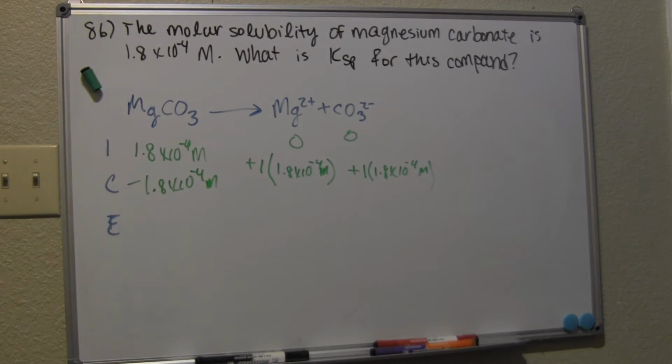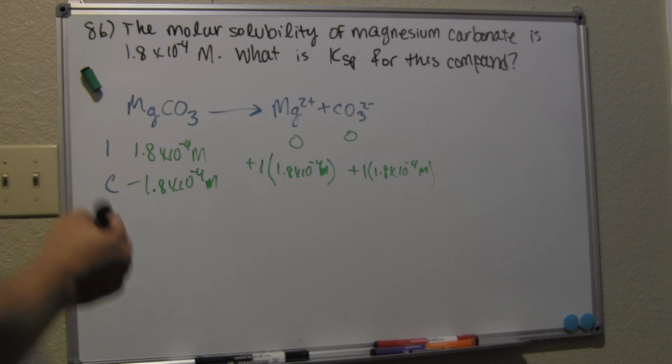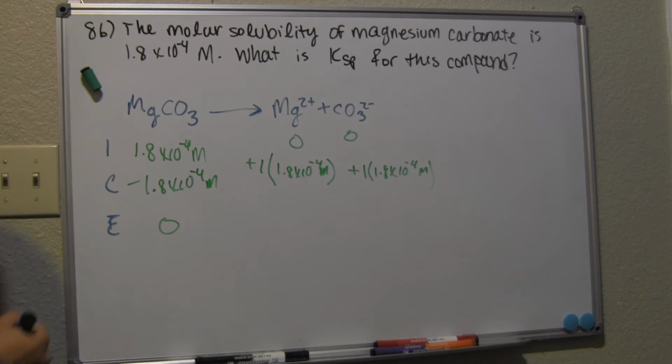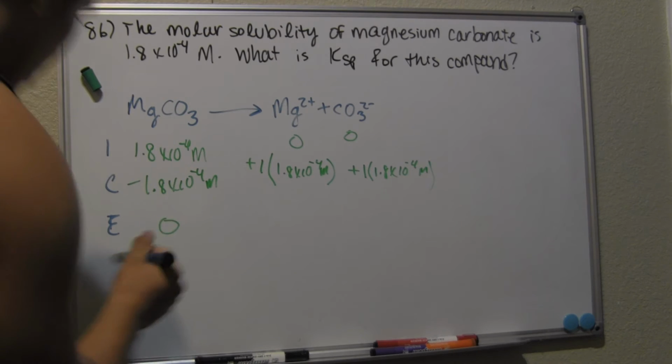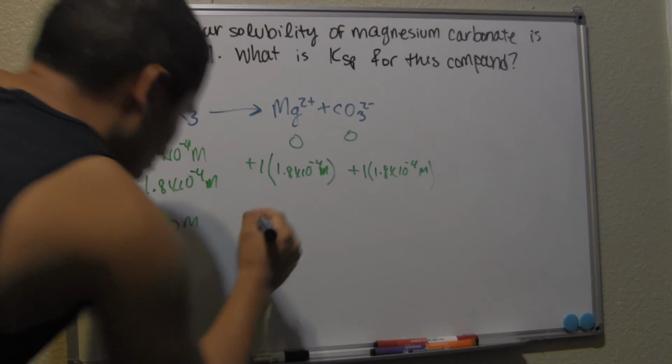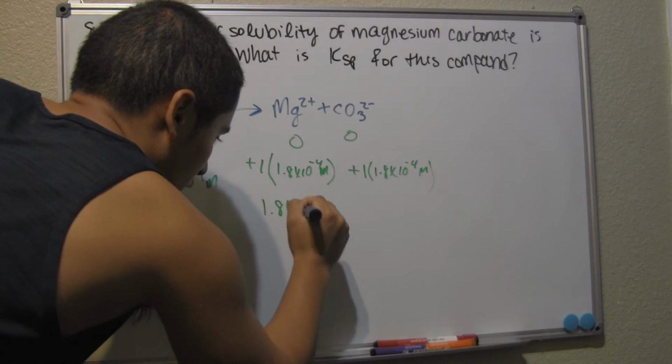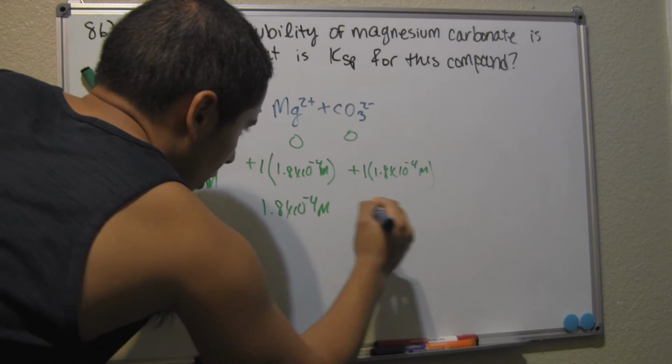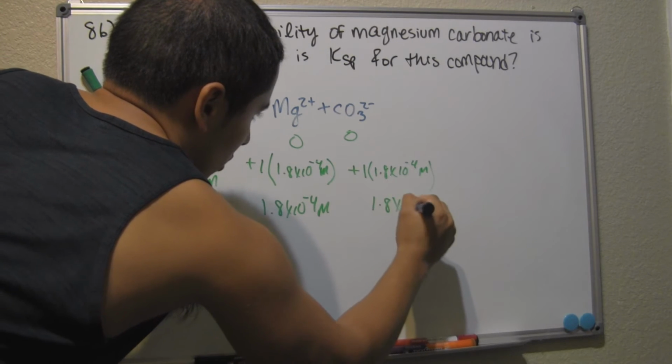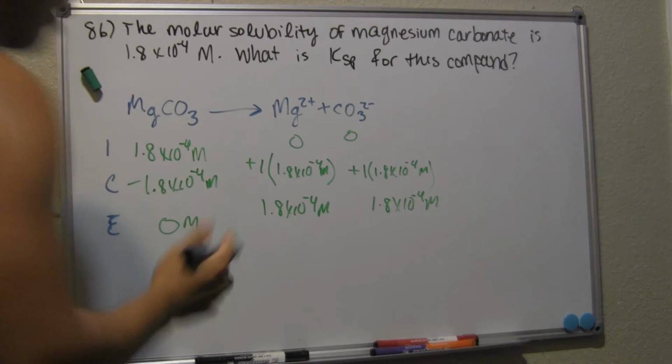Now we have our change in our ICE table. Let's write out our equilibrium. At equilibrium we're going to have 0 molar left of magnesium carbonate, and we're going to have 1.8 times 10 to negative 4 molar of magnesium and 1.8 times 10 to negative 4 molar of carbonate.